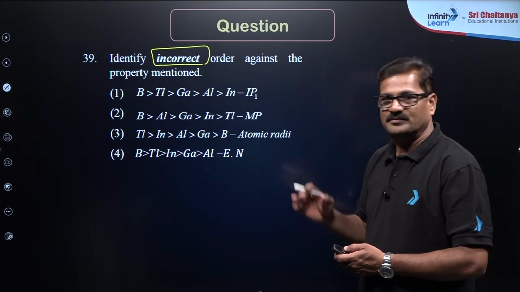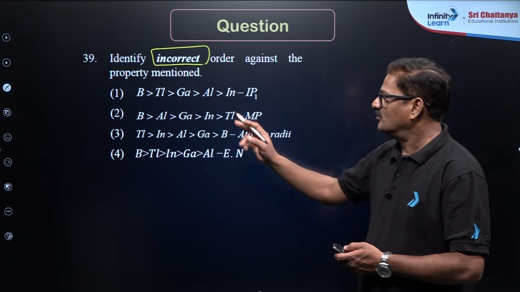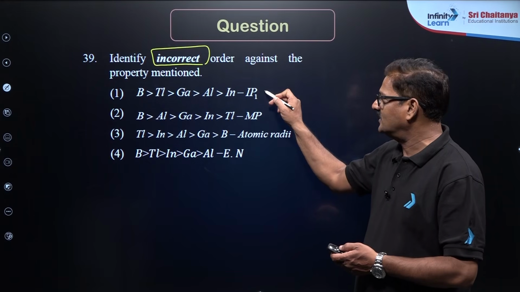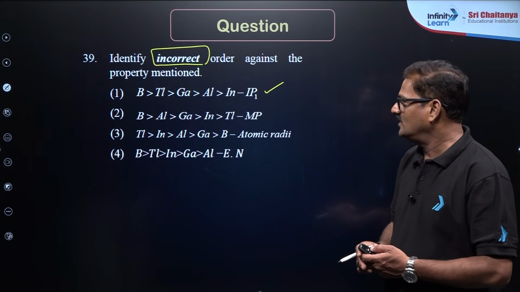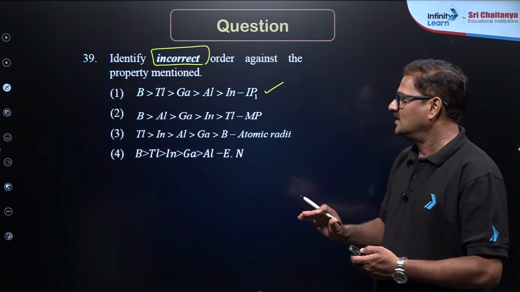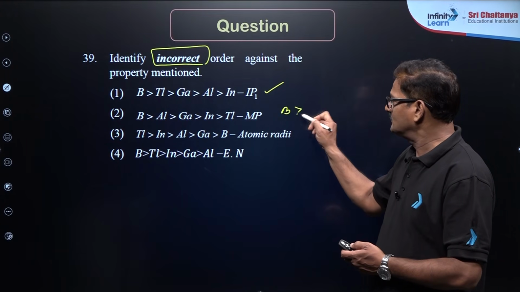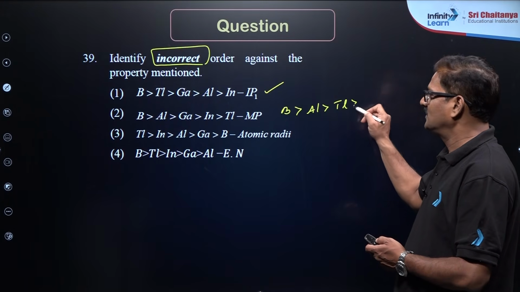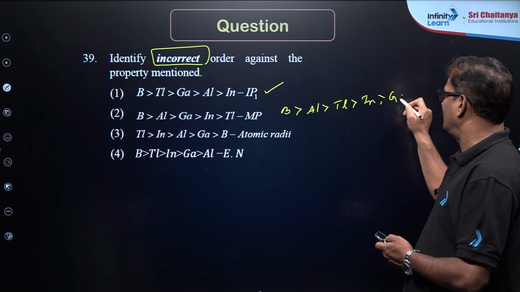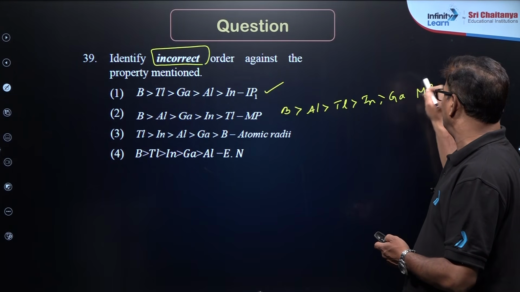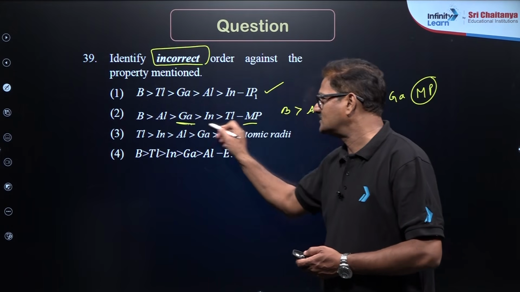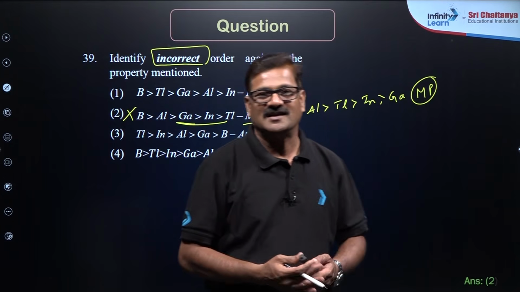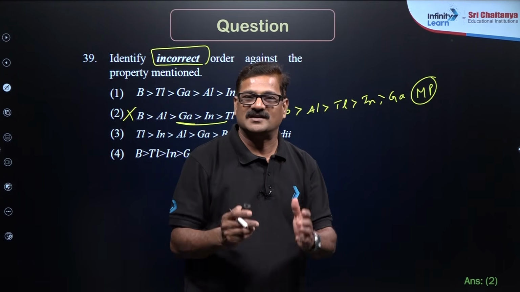Let us identify the boron family, group 13. Ionization potential: boron is greater than thallium, greater than gallium, greater than aluminum, greater than indium. And melting point: you can see boron is greater than aluminum, greater than thallium, greater than indium, greater than gallium. That is the order of melting point, but here the melting point order is given wrong. So this is incorrect. Option 2 is the correct answer for this question. It is given exactly in NCERT.